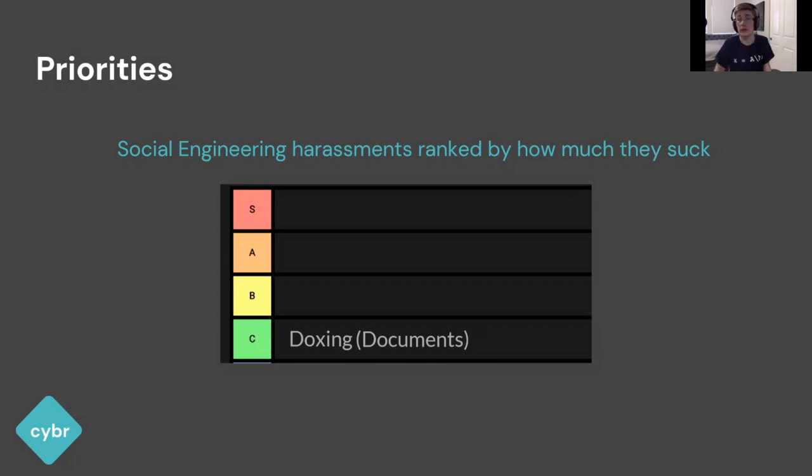When that information is released and a person's virtual identity is stripped away, they can become the victim of some pretty horrific abuses. So doxing, despite being the bottom tier as far as harassment goes, social engineering wise, it still sucks. And it's probably one that most of us are familiar with.